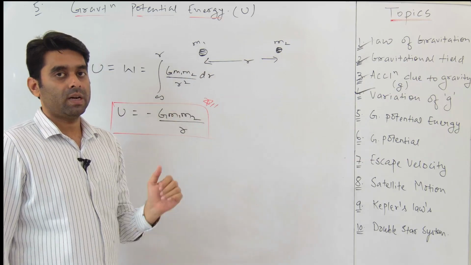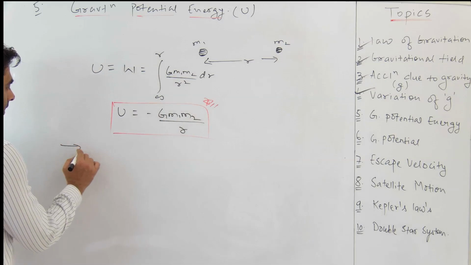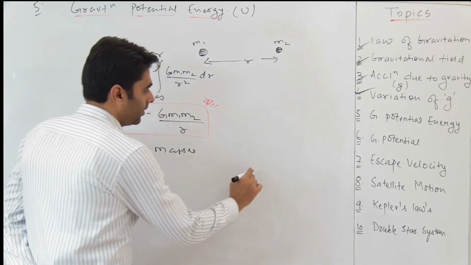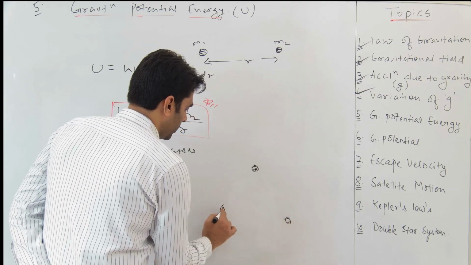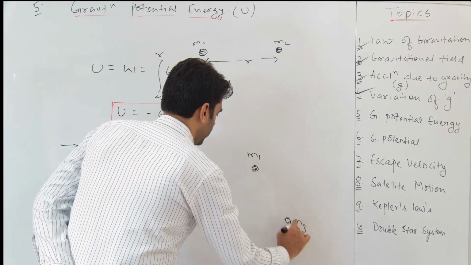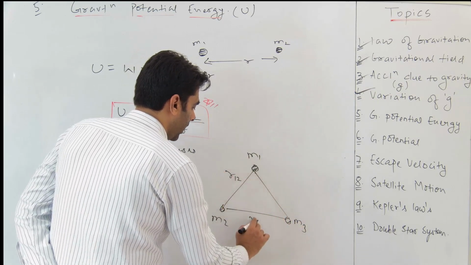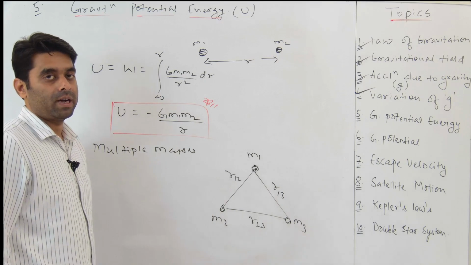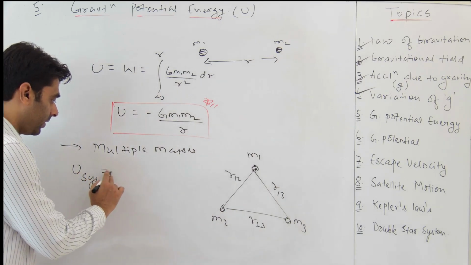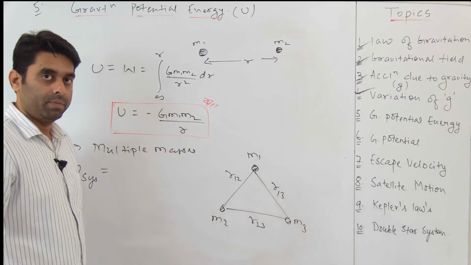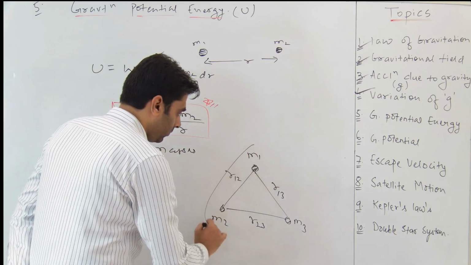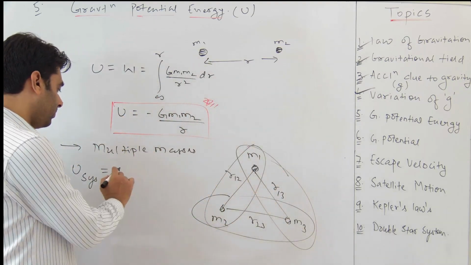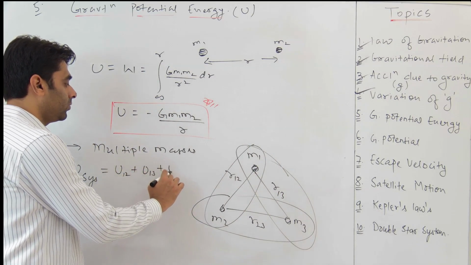What if we have more than two masses, multiple masses? I'll take a situation. For example, three masses m1, m2 and m3 are given to you, separated by distances r12, r23 and r13. Then the gravitational potential energy of this system of three masses will be given as the summation of the gravitational potential energy of pairs of masses. That means for 1 and 2, for 2 and 3, and for 1 and 3. Because three masses are there, we'll have three pairs, which we can write as U12 plus U13 plus U23.